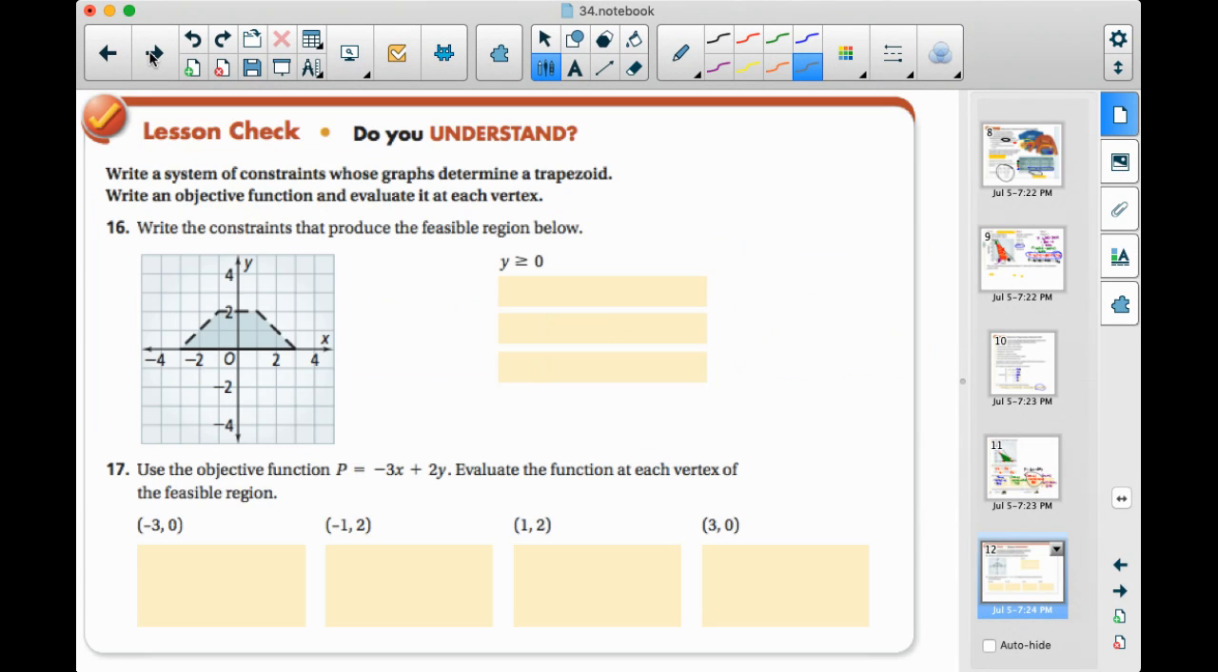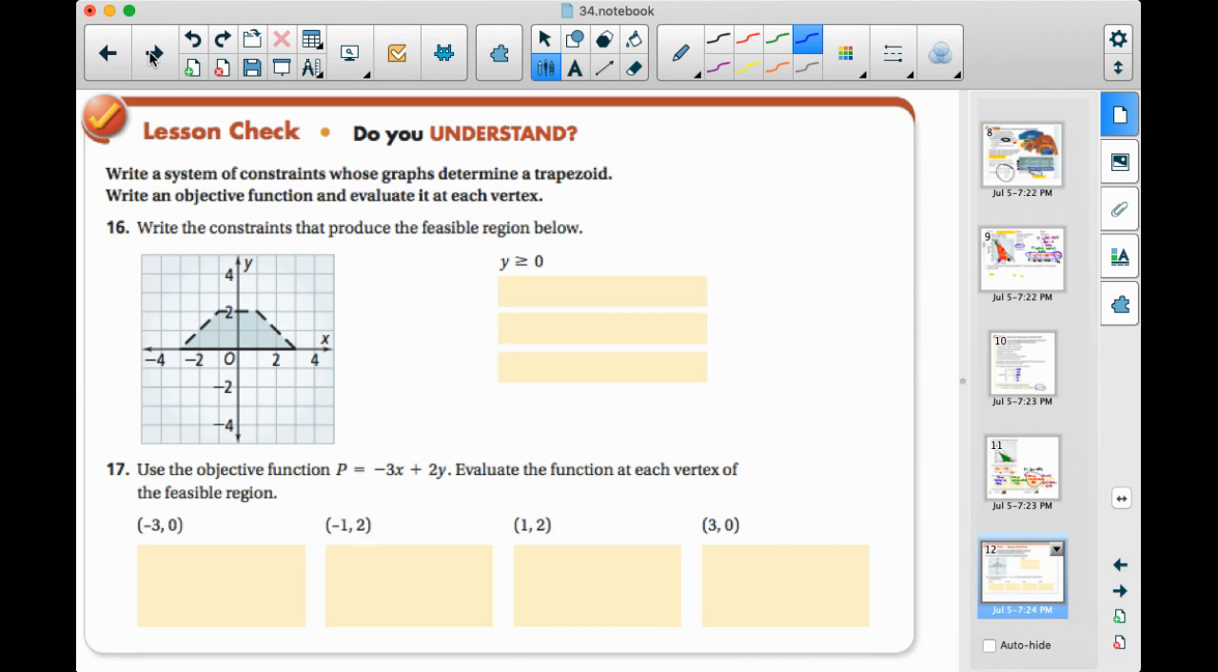All right, pause the video and go ahead and do the lesson check and the math success, and hit play when you're done. All right, write a system of constraints whose graphs determine a trapezoid. So we're going to write the system. Write an objective function and evaluate it at each vertex. Write the constraints to produce the feasible region.